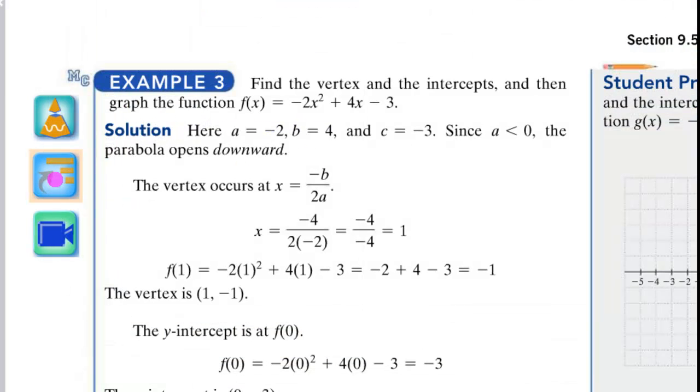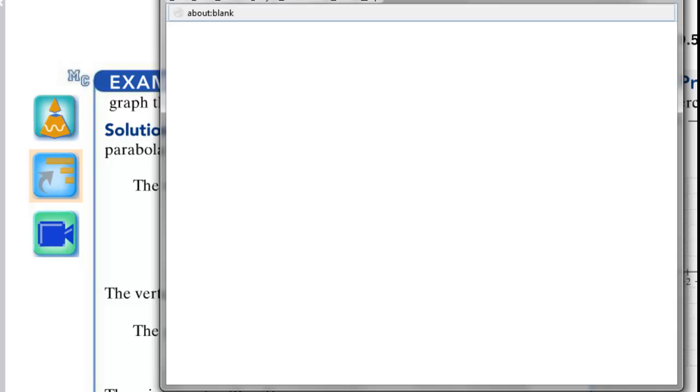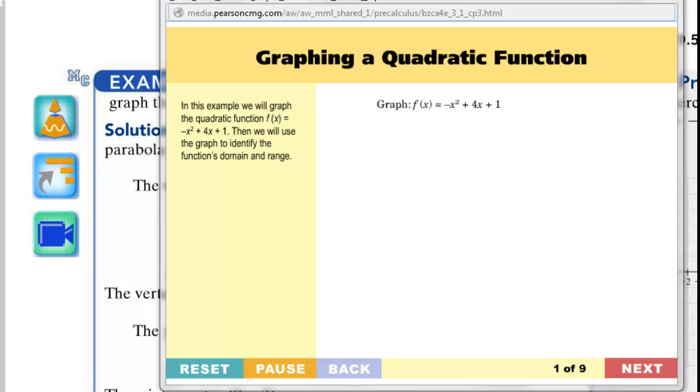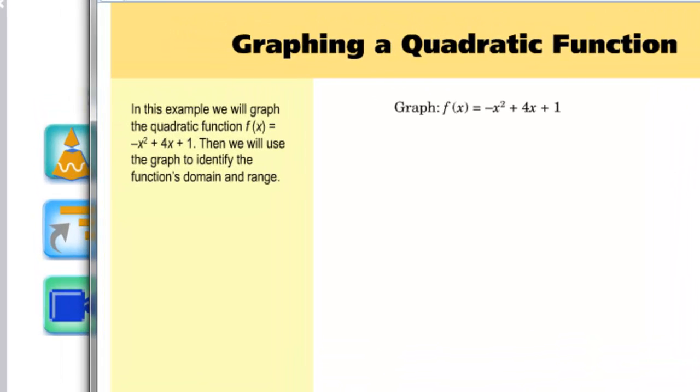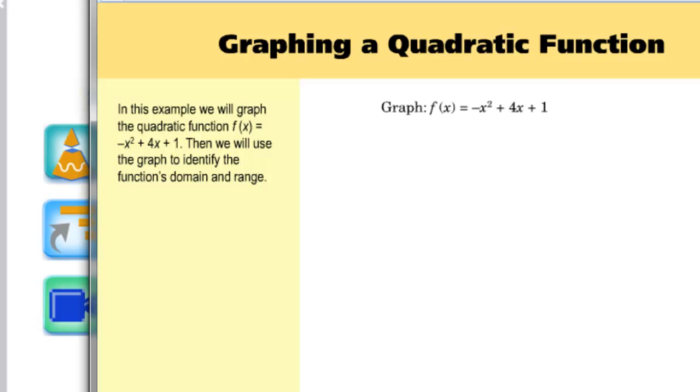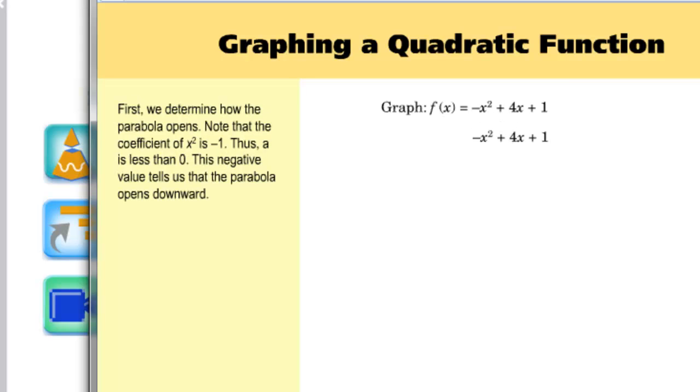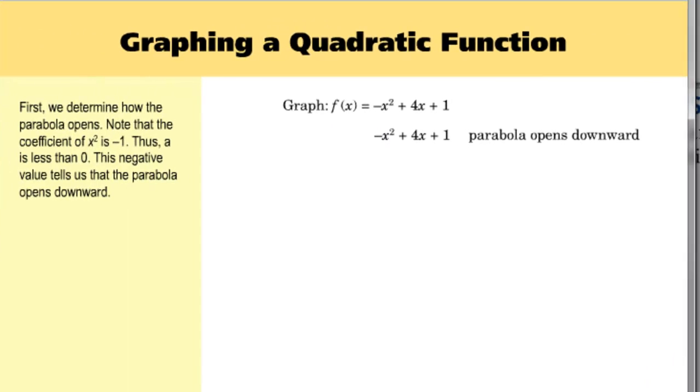You also have here an animation. Let's see what that brings up. For example, we will graph the quadratic function f of x equals negative x squared plus 4x plus 1. Then we will use the graph to identify the function's domain and range. First, we determine how the parabola opens. Notice that the coefficient of x squared is negative 1. Thus, a is less than 0. This negative value tells us that the parabola opens downward.